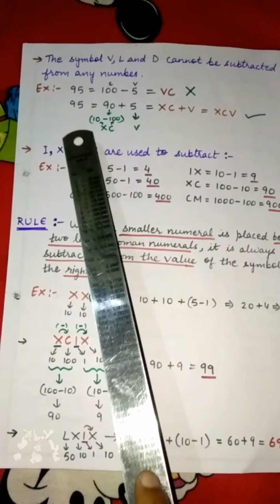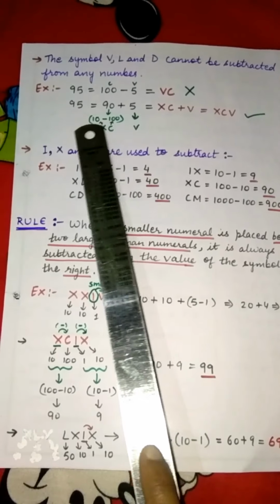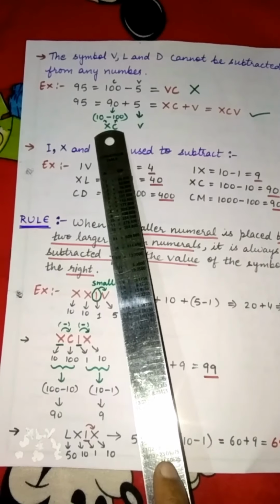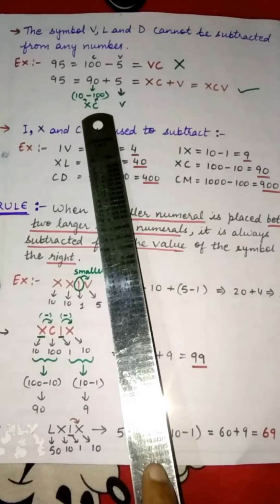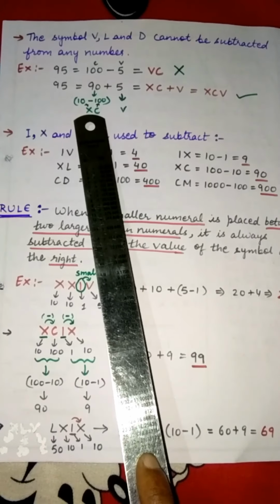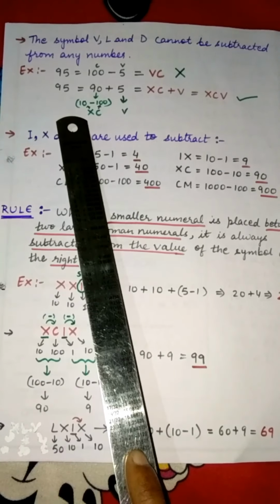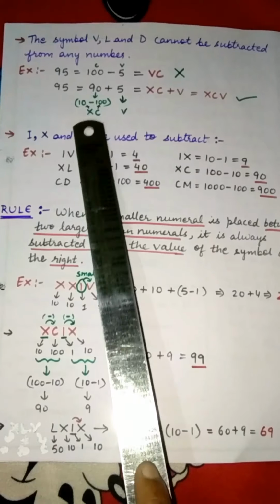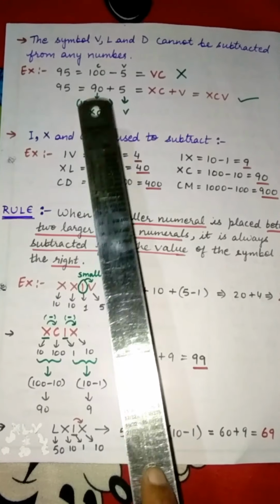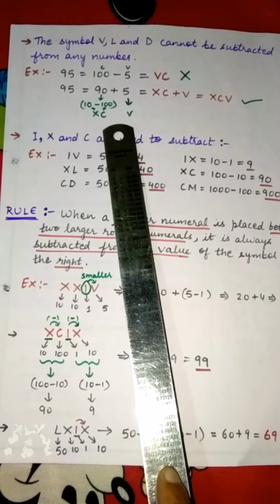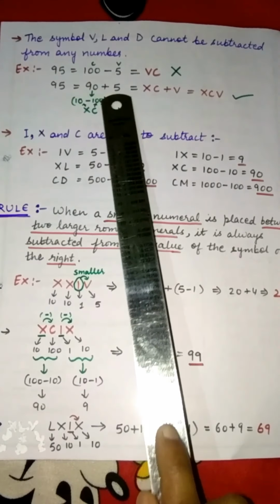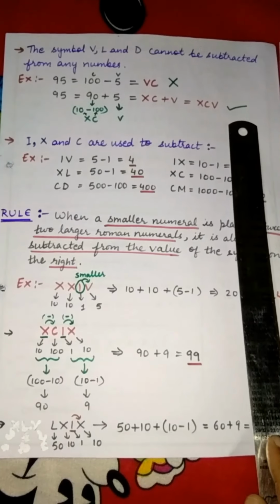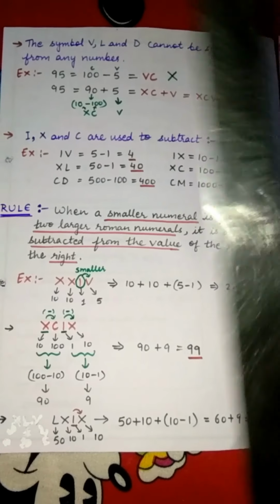To write 90, what will we do? 90 is obtained by 100 minus 10. So to write 90, we will write XC. X is the symbol of 10, C is 100. So X is written on the left of C. This means 100 minus 10. So the symbol of 90 is XC. And to write 5, we will write V. So 95 will be written as 90 plus 5, XCV. This is the way you write 95.